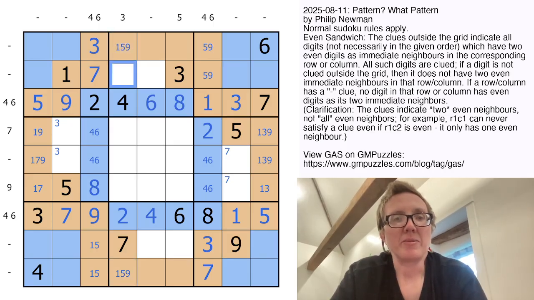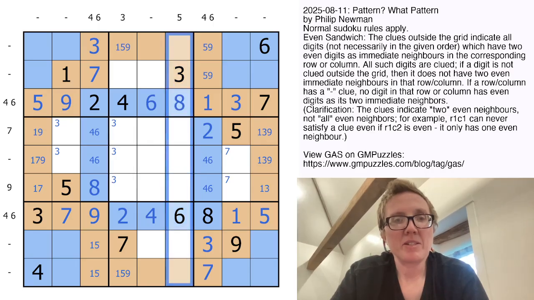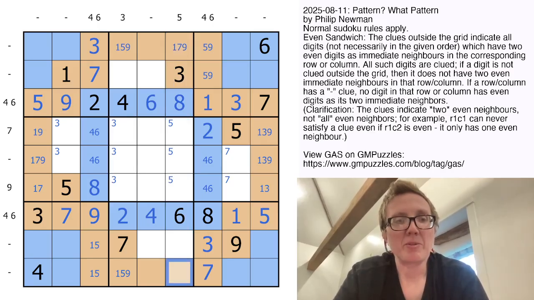3 also can't go there, so 3 has to be in one of these. 5, same reasoning, 5 has to be in one of these, and that's 1, 7, or 9, and that is 1 or 9. This is therefore the only position for a 3 here, so that's going to be my 3.